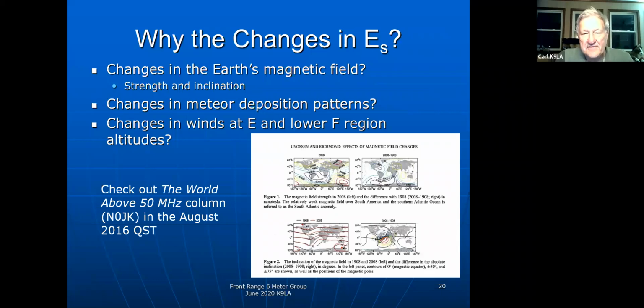And there's a picture of, at the top, the magnetic field strength in 2008, and then 2008 minus 1908, so it shows the difference. And the bottom is the inclination.